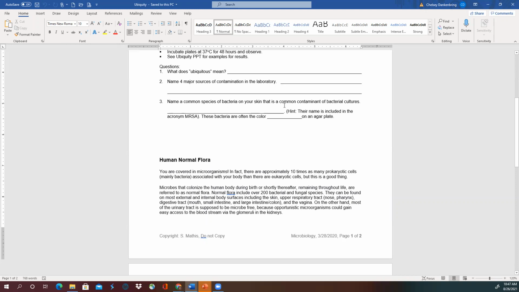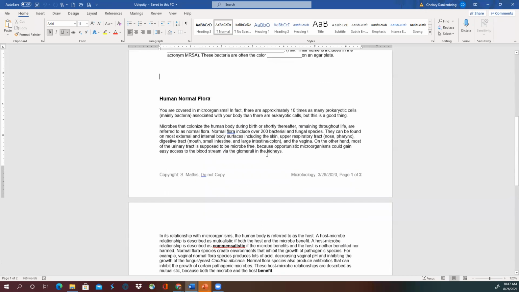Let's see, common species of bacteria on your skin, okay? They were the ones we were just talking about as we were going through and looking at the before and after hand washing plate. So that's going to be Staphylococcus aureus, and they are a gold color. Okay, we've already done 1 and 2. Ubiquitous means they're everywhere, and the 4 major sources of contamination were in that top paragraph.